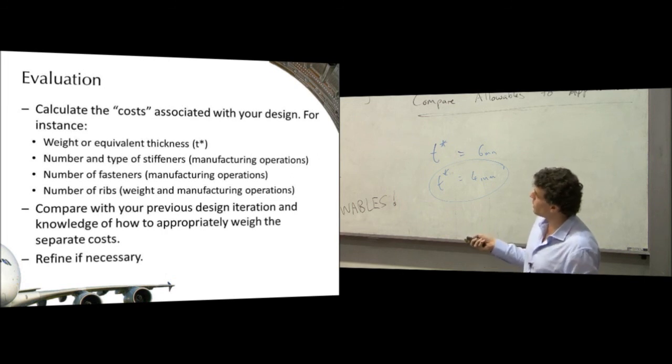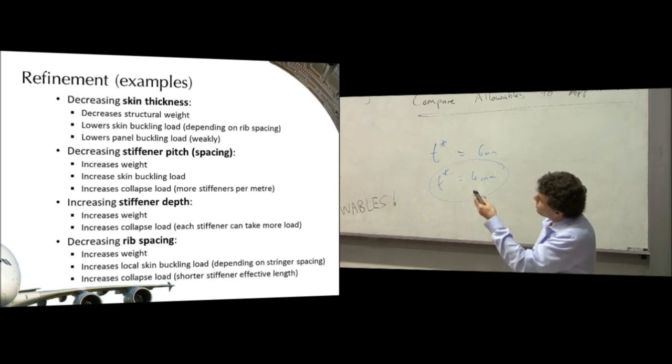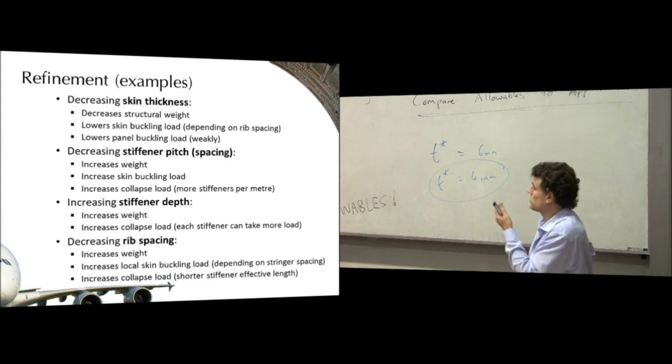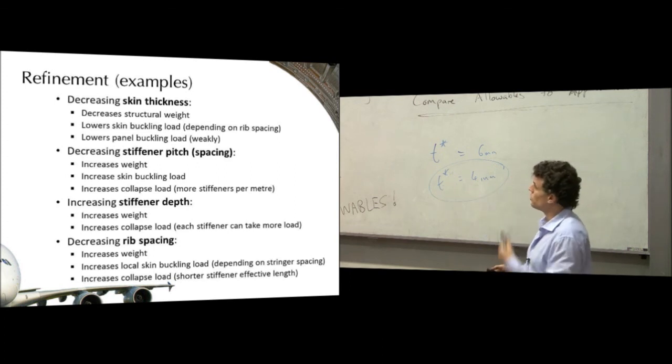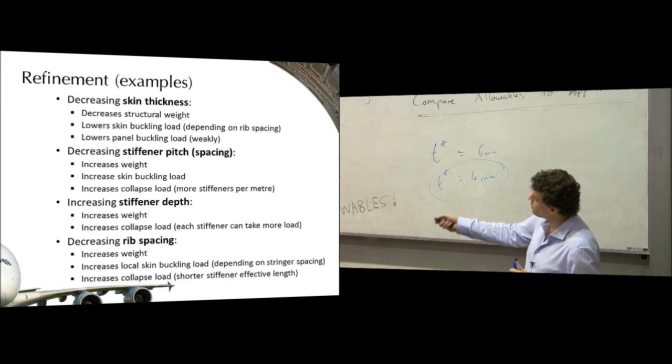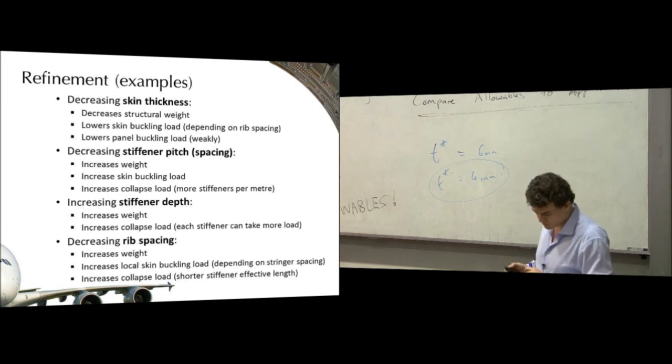If you need to refine, you do a refinement along these lines. If you decrease your skin thickness, you decrease your weight, but you also lower your skin buckling load and potentially your panel buckling loads or your column buckling loads. If you decrease your stiffener pitch, you make your fasteners closer together, you increase your weight, but you increase your skin buckling load. So it's a matter of tailoring the variables until you get the right answer.